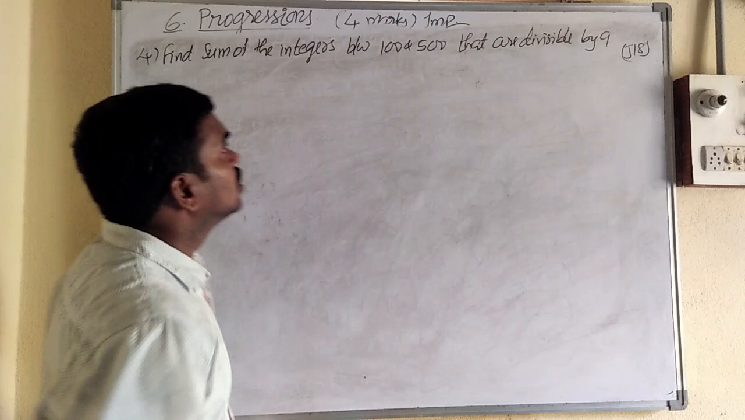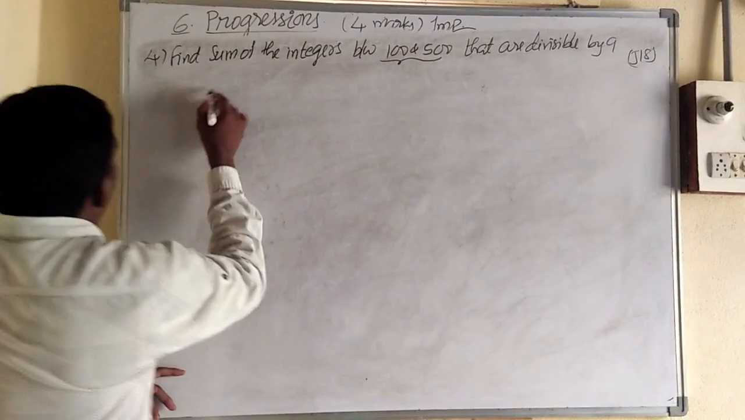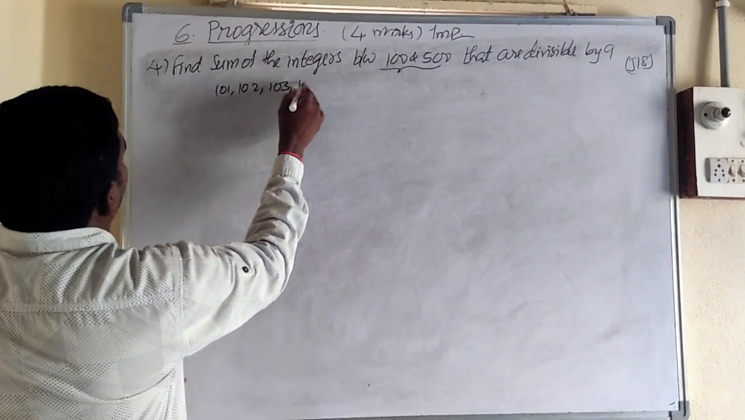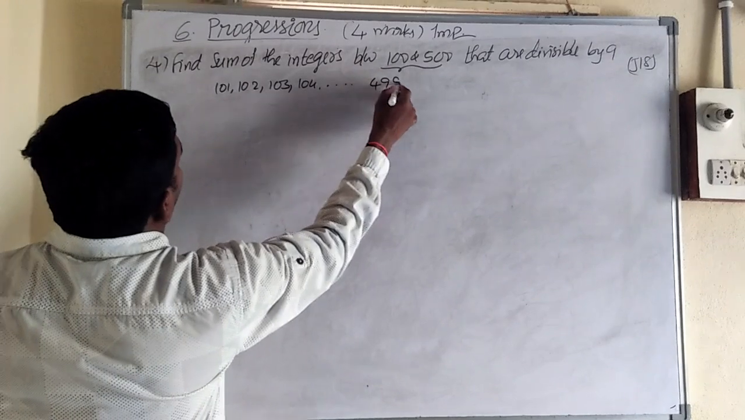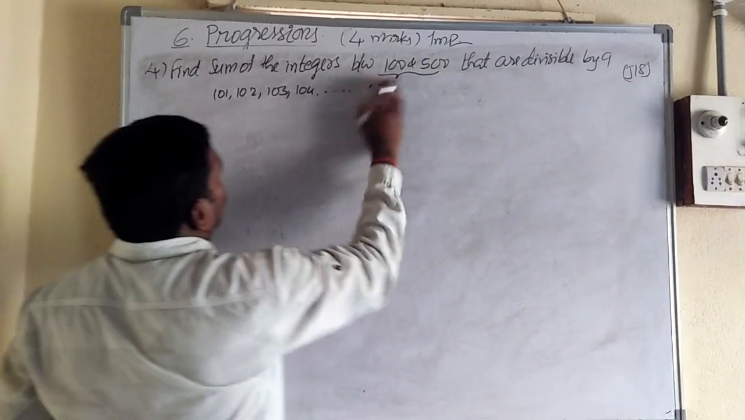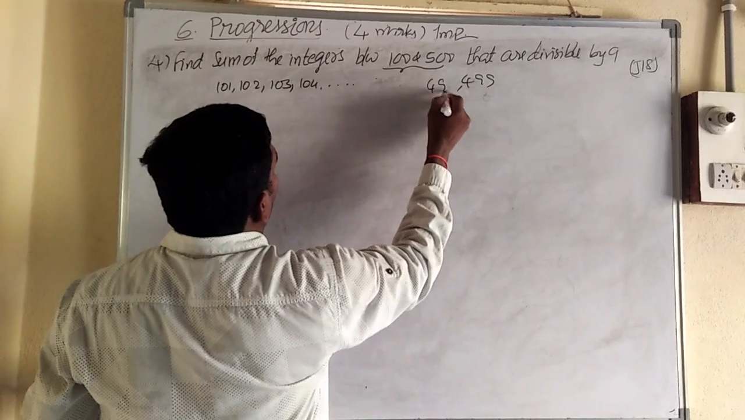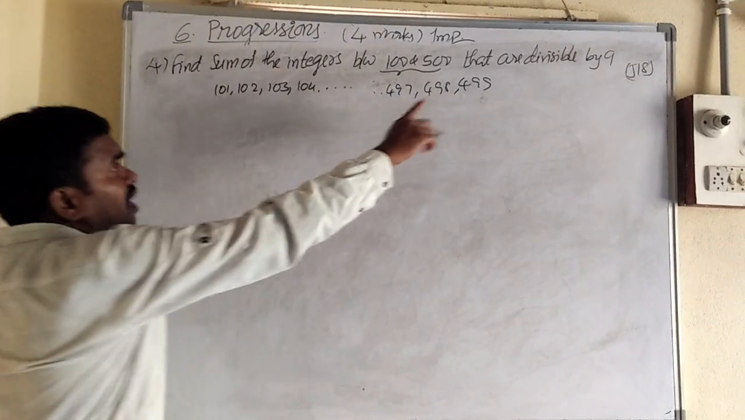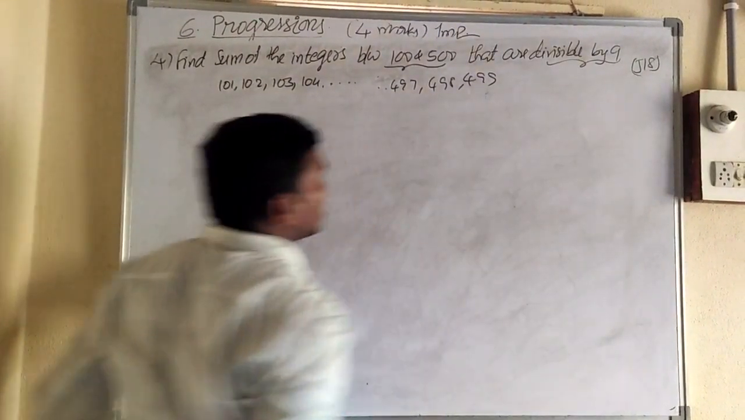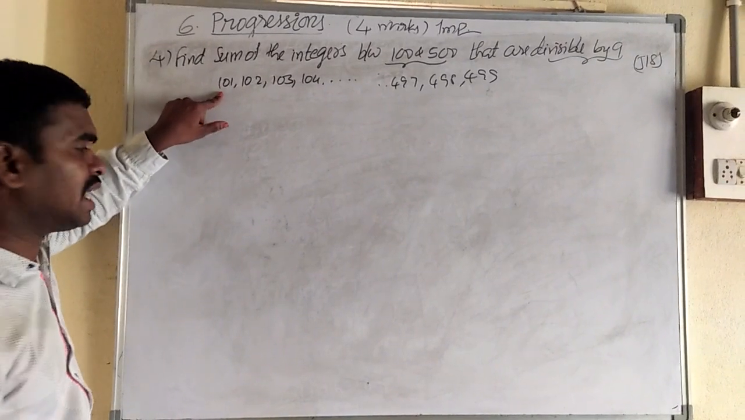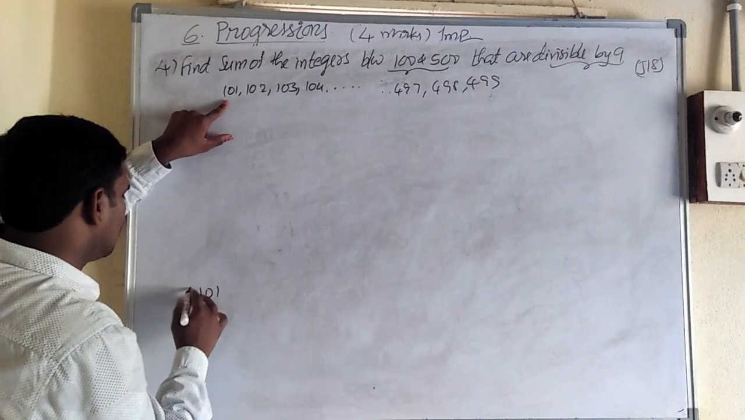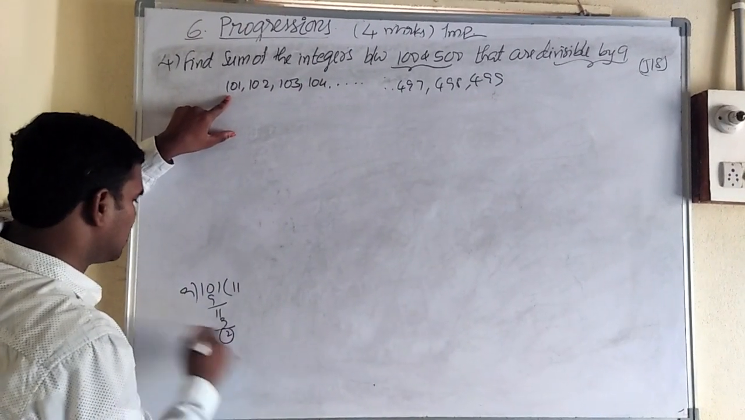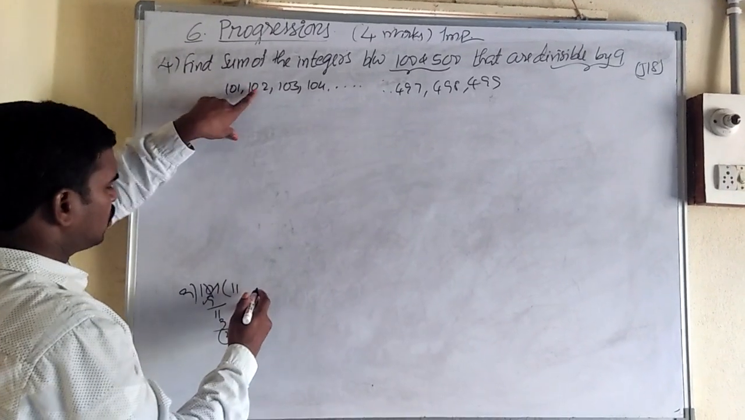This is the June 18th question. So between 100 and 500, what are the numbers? 101, 102, 103, 104, and so on up to 499, then 498, 497, and so on. In this we have to take the numbers divisible by 9. Is 101 divisible by 9? Check it. 9 11s are 99, remainder 2. No. Next, 102.